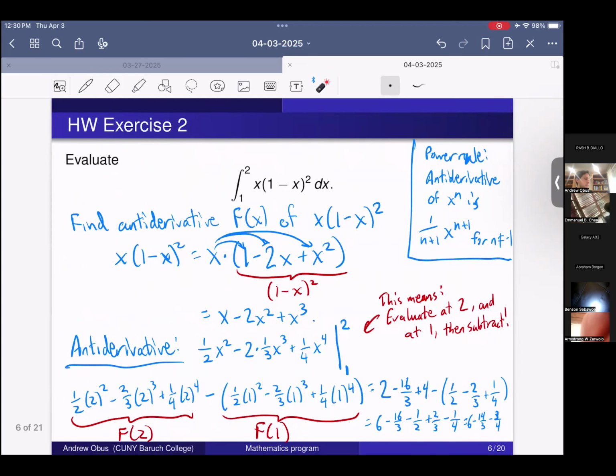Once you can compute the antiderivative, you evaluate it at 2, evaluate it at 1, and subtract. So if you had this as your velocity function, then from time 1 until time 2, the distance that you travel would be 7/12 of a unit.